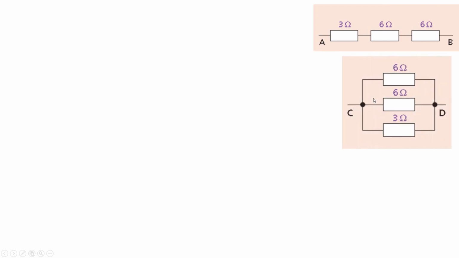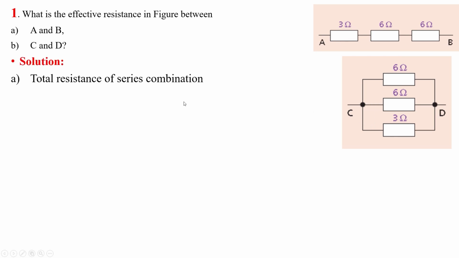So let's do some questions. There are two circuits given, and you need to find the effective resistance. Effective resistance means total resistance in the figure, from A to B and from C to D. So let's find the total resistance of the series. Since these three resistors are connected in series, the total resistance is the sum of all three, that is R1 plus R2 plus R3. So it would be 3 plus 6 plus 6, which is equal to 15 ohm. Here you can see that this value, 15 ohm, is greater than each individual resistance.